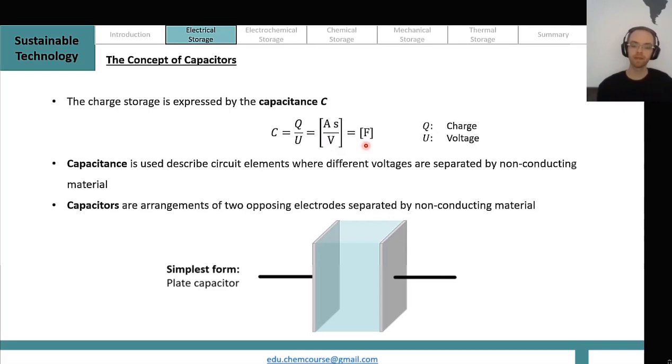And please make a clear distinction here: capacitance is used to describe circuit elements with different voltages, which are separated by non-conducting materials. Capacitors are arrangements of two opposite electrodes separated by non-conducting material. This is a difference which you should keep in mind. The simplest form of a capacitor, I would say, is a plate capacitor. You simply have two flat metal plates which are sandwiched against some medium in the center.